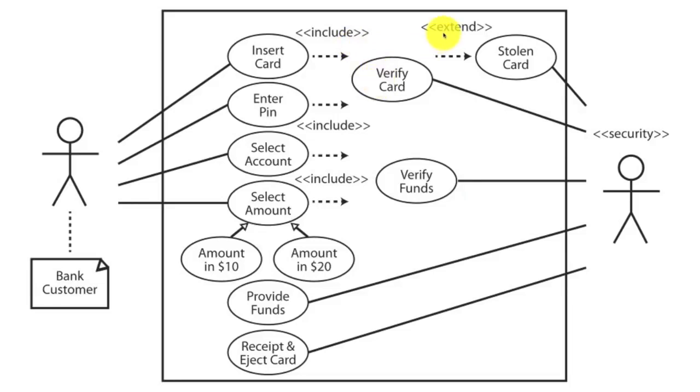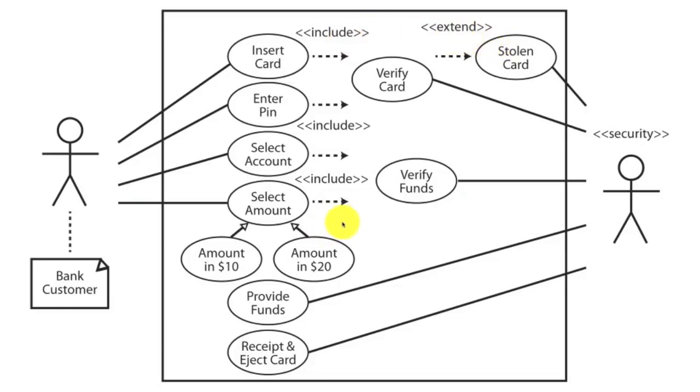Extend, on the other hand, is used whenever a use case is optional. So here, let's say that we try to verify the card and we decide it is not a good card. We can decide to extend and mark this as a stolen card and either eat it, destroy it, or whatever. However, we are not required to do that. So that's what extend is. It's extended functionality, however, it is not needed. Hence, that's the reason why it says extend instead of include.